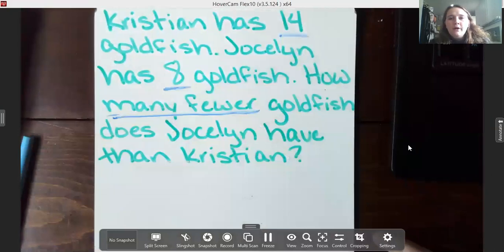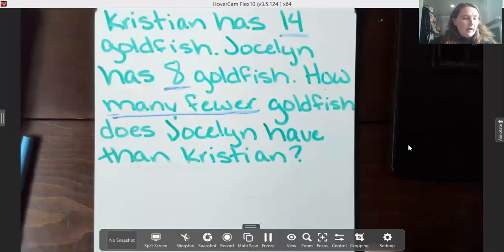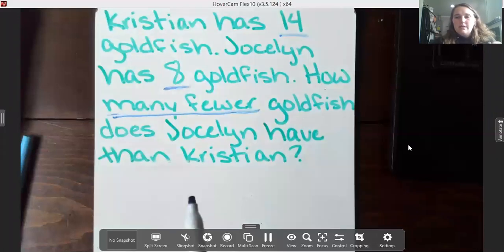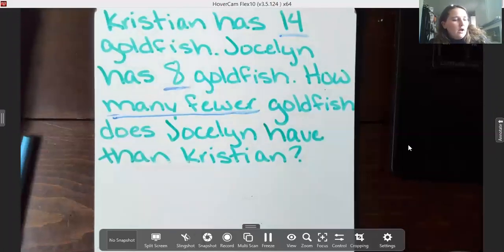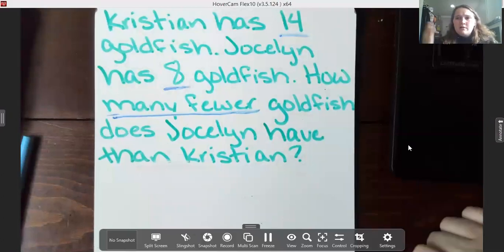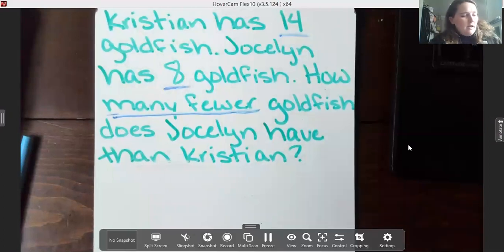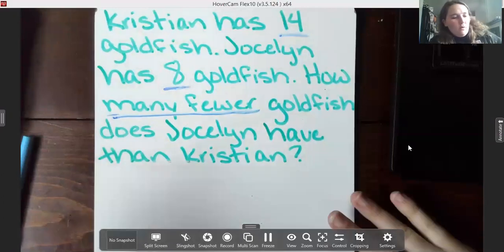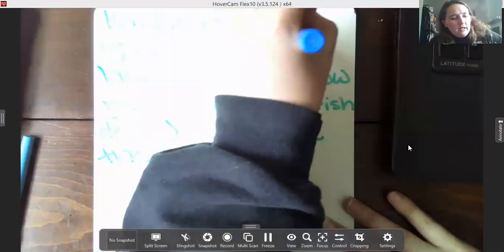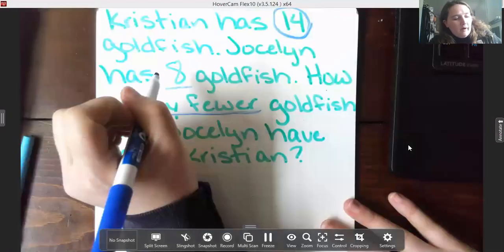So if we're not putting together, what are we going to be doing? That's right, we're taking away. So are we looking for a part or a whole? That's right, we are looking for another part because we already have our whole. When we take away, we start with our whole and we take away a part to get the second part. So is the whole going to be the big number or the small number? Exactly right, you guys, it's the big number. So our whole is going to be 14, and 8 is one of our parts.